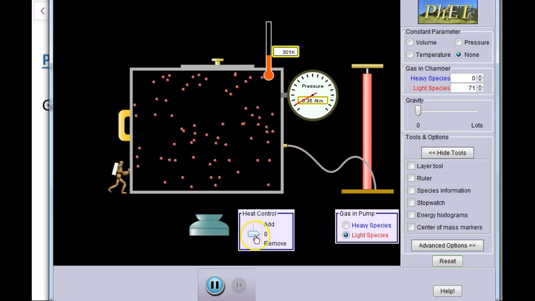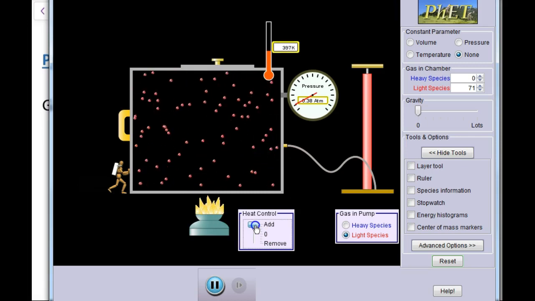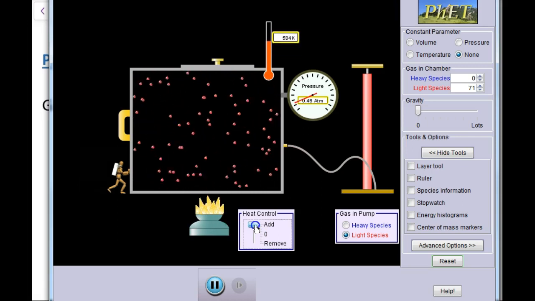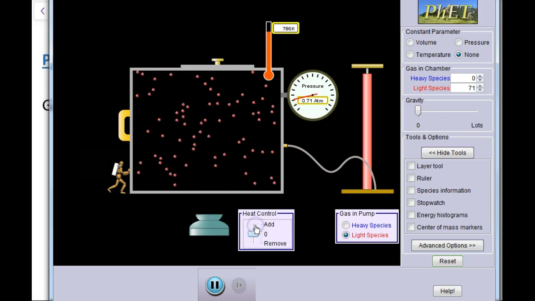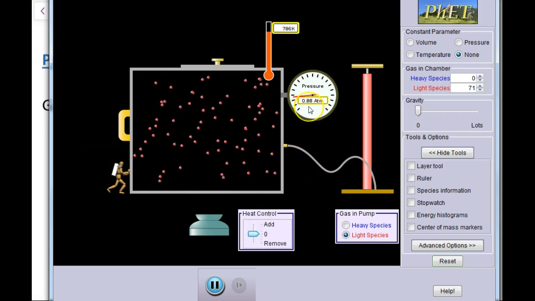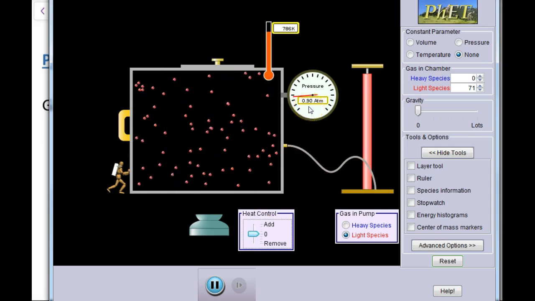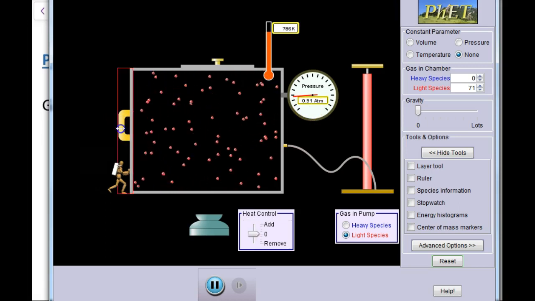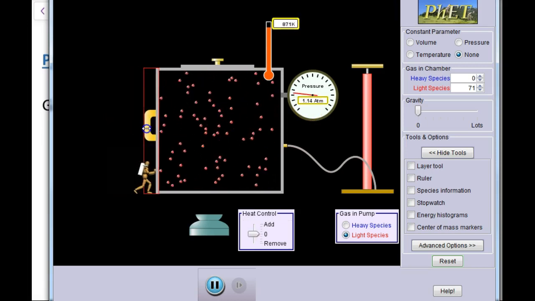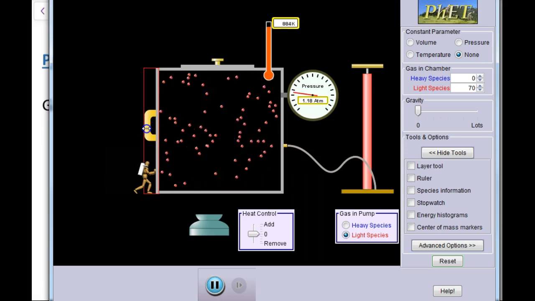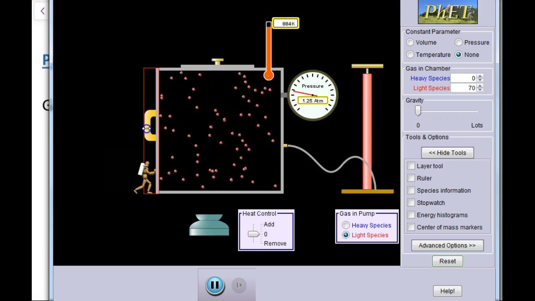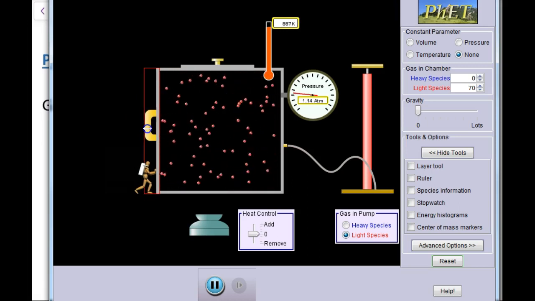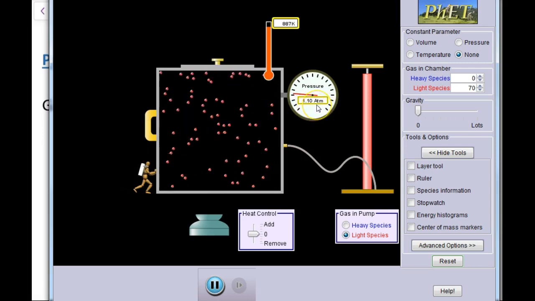And I could increase my collisions by making the particles move faster. So maybe I heat them up, give them greater kinetic energy, and then you can see the pressure went way up. Okay, I could also increase my pressure by decreasing the space in which they can move. And if I do that, then they're going to have more collisions because they have less room to move around. And so again, you saw the pressure increase.